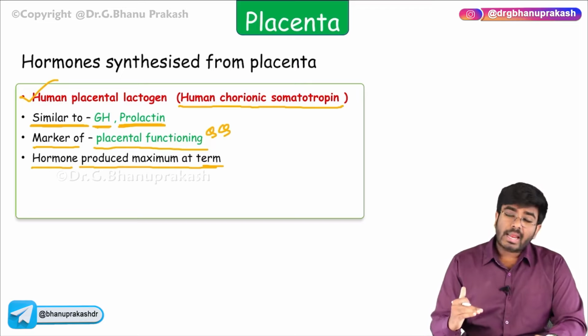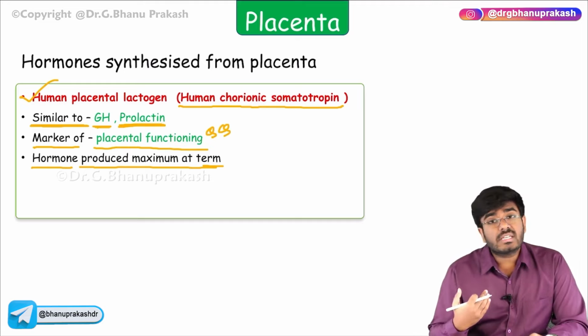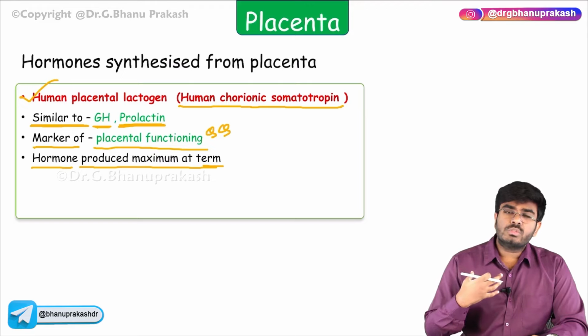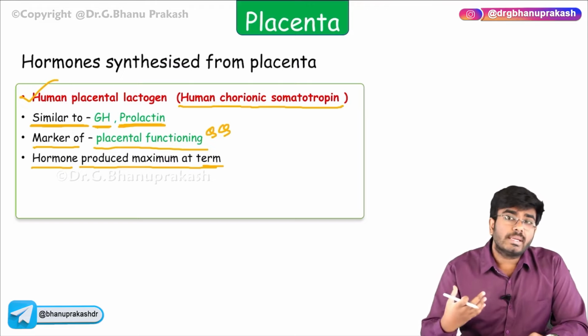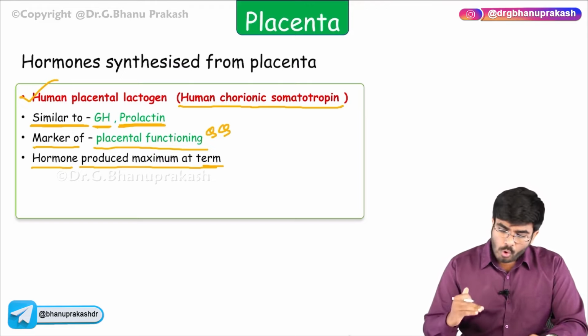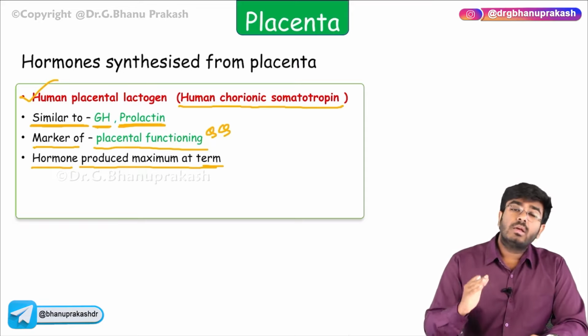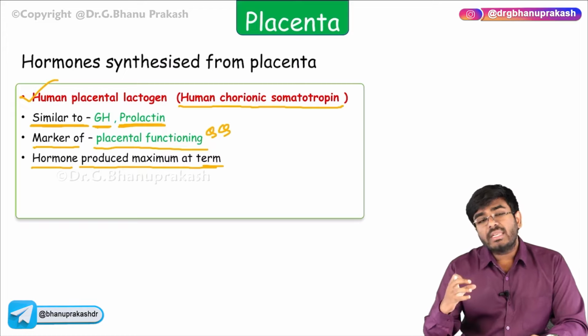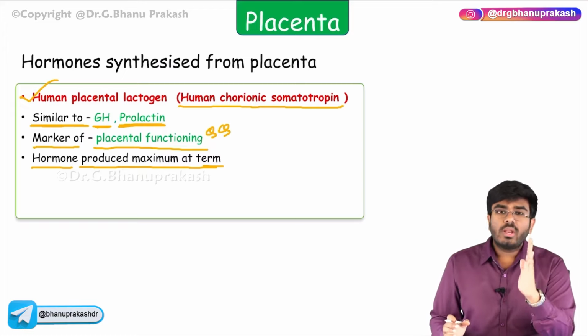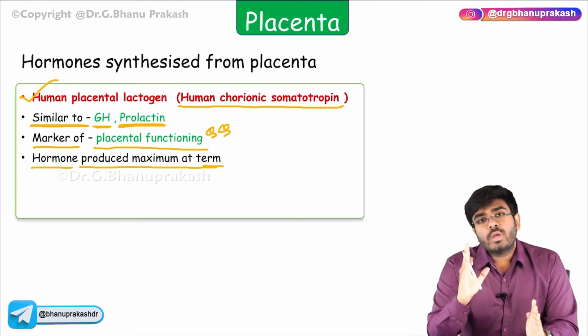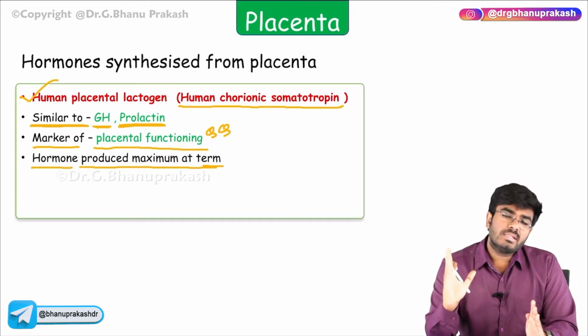And what is the function of this human placental lactogen? See, this human placental lactogen actually causes insulin resistance in the mother, so that mother's tissues are not actually responding to the insulin. So more amount of insulin will be seen in the mother, but still glucose is not going to be taken up by the tissues. So more insulin will be there, still glucose levels are going to be seen high in the maternal serum.